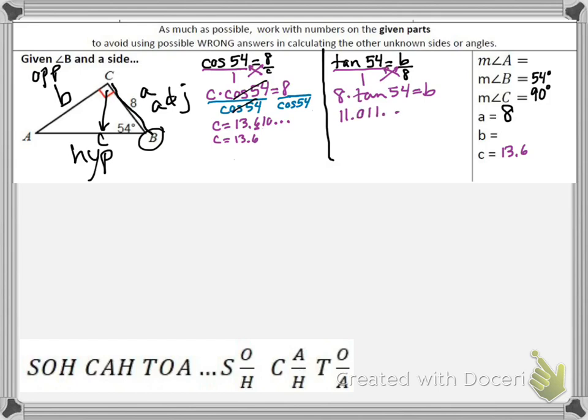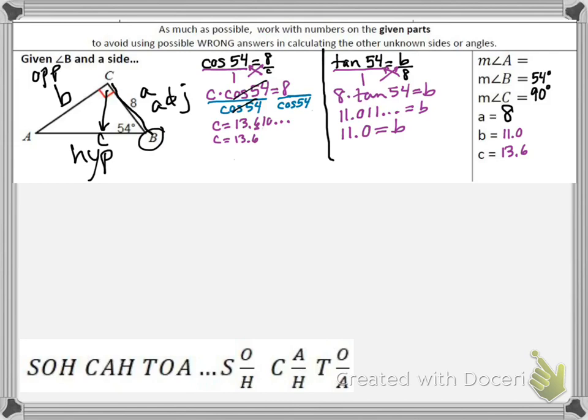11.011 equals my B. Rounded to the nearest tenth, I get 11.0. And you could write technically just plain 11, but I like to write 11.0 because it tells me that it's accurate to the one place past the decimal, even though it looks like it's a whole number. 11.0.